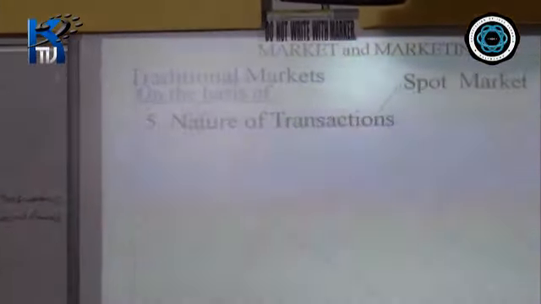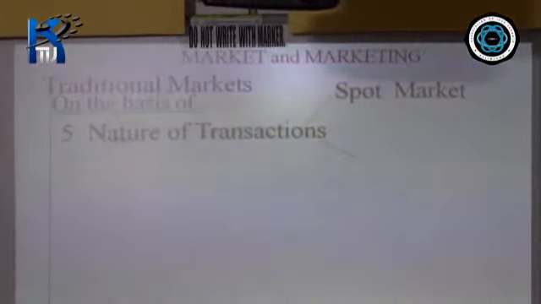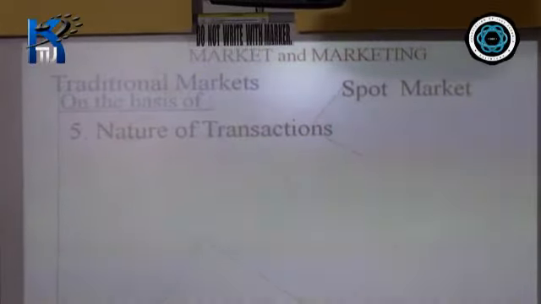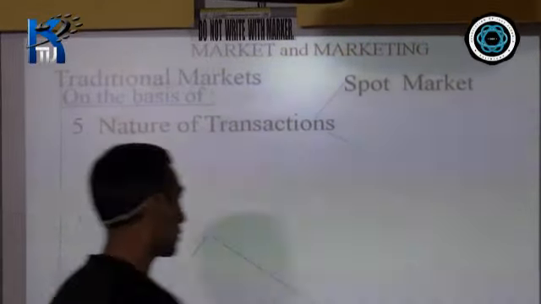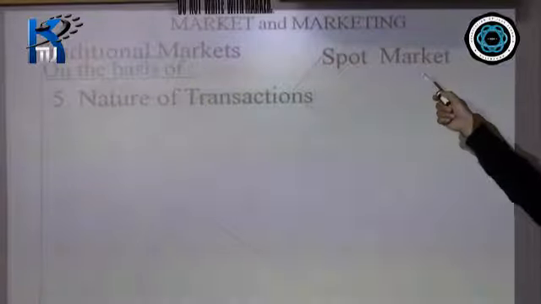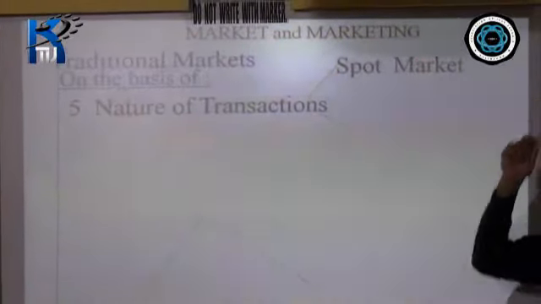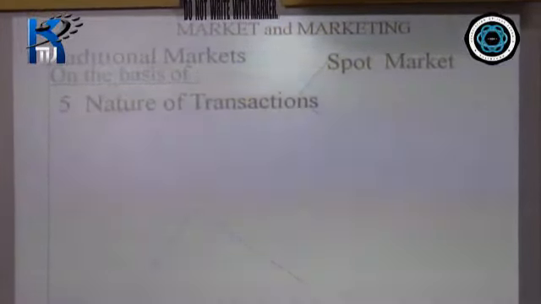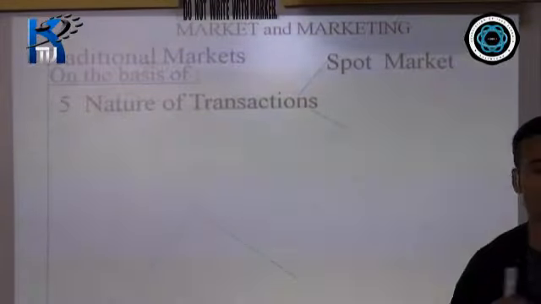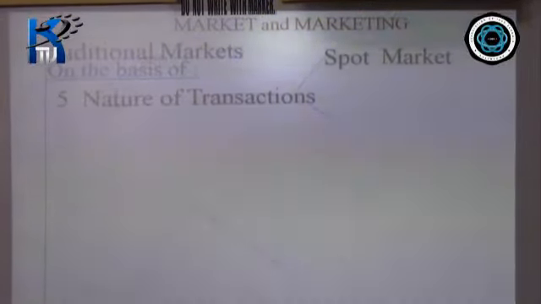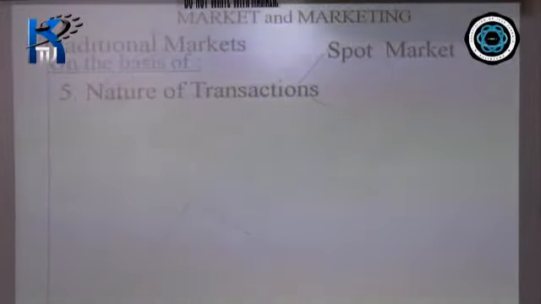Got it? Then the next one you have is on the basis of nature of transaction. Again, your traditional market can be your spot market or it can be a future market. Now, when you talk about the spot market, the delivery of goods and products will be done on the spot. Exchange of goods will take place on the spot.